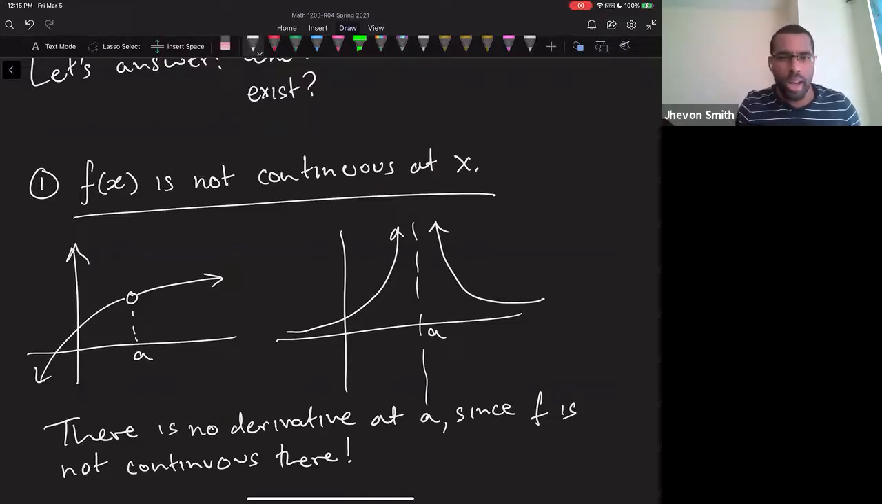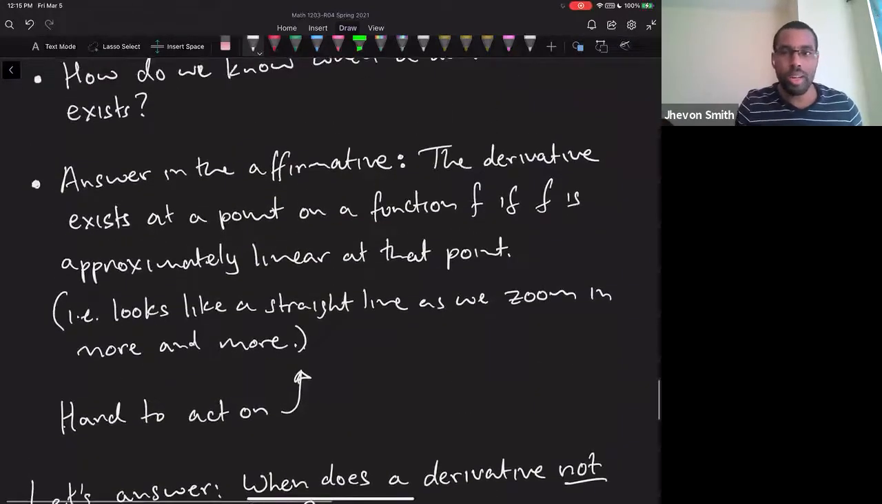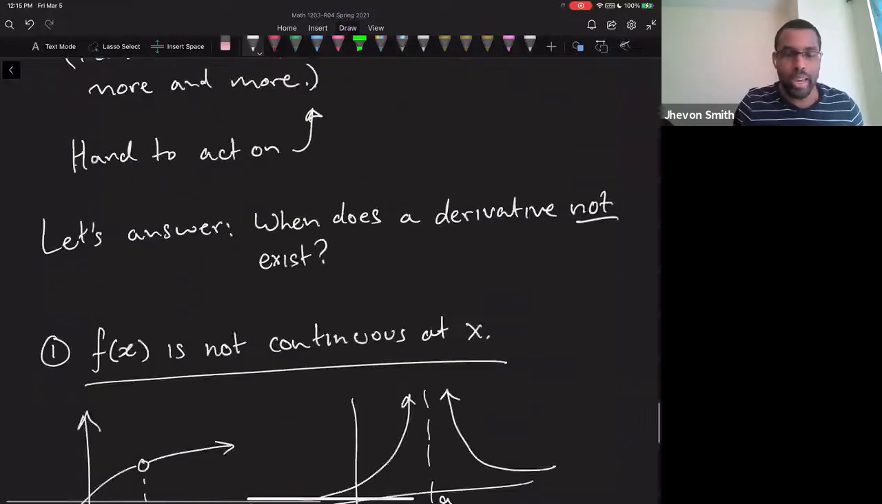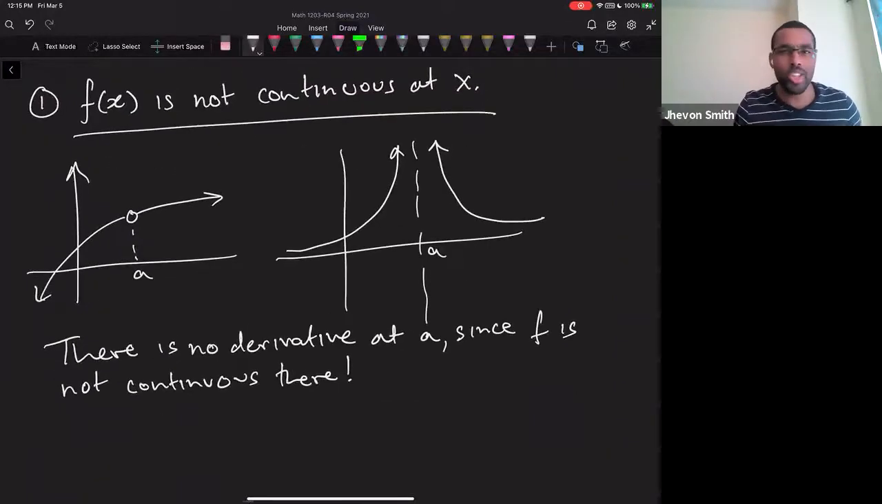And why is that messing things up? Well, because of the affirmative answer. How much do you have to zoom in so that a hole starts to look like a line? It's never going to happen. It will never look like a line, no matter how much I zoom in. There's a hole there. There's a gap, right? There's a jump. No matter how much I zoom in on this empty space, it's never going to look like a line, right? So discontinuity actually messes things up for us.